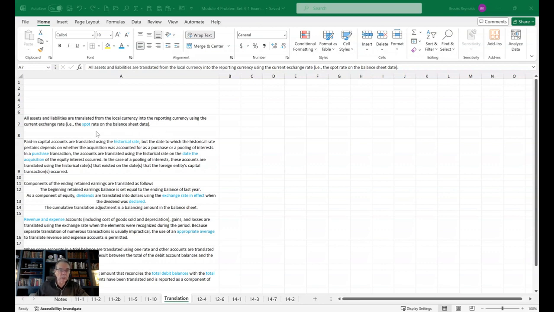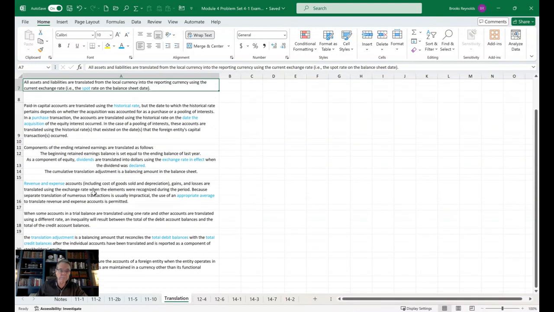Well, you can see here all assets and liabilities are transferred from the local currency into the reporting currency using the current exchange rate, the spot rate. Paid in capital accounts use the historical rate, depending upon the way this is handled. In a purchase transaction, the accounts are transferred using the historical rate on the date of acquisition. So the date that we acquire the company is the date that we're going to use as far as the paid in capital accounts. Dividends are translated into dollars using the exchange rate in effect when the dividend was declared, because that's when the dividend became an obligation.